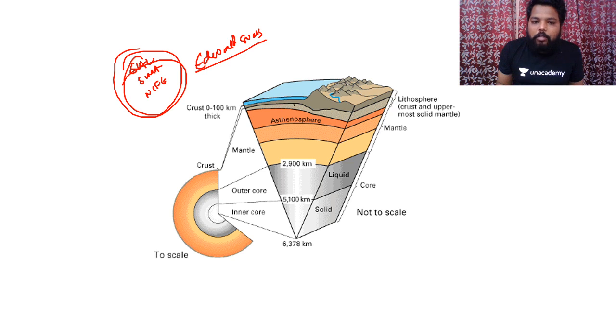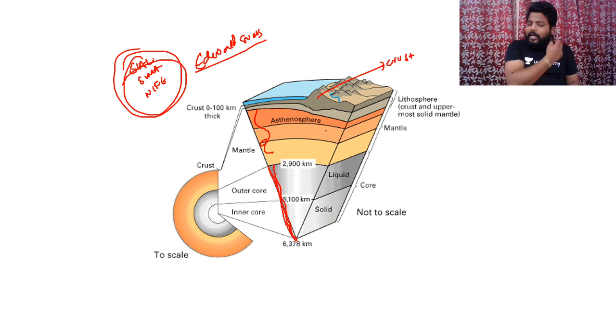If you see, the topmost layer of the Earth is called the crust, and the next portion is called the mantle, the entire zone. From a depth of 2900 kilometers up to a depth of 6378, it is called the core. So this is the general terminology we use: crust, and we can divide the mantle into upper mantle and lower mantle, and we can divide the core into outer core and inner core as well.